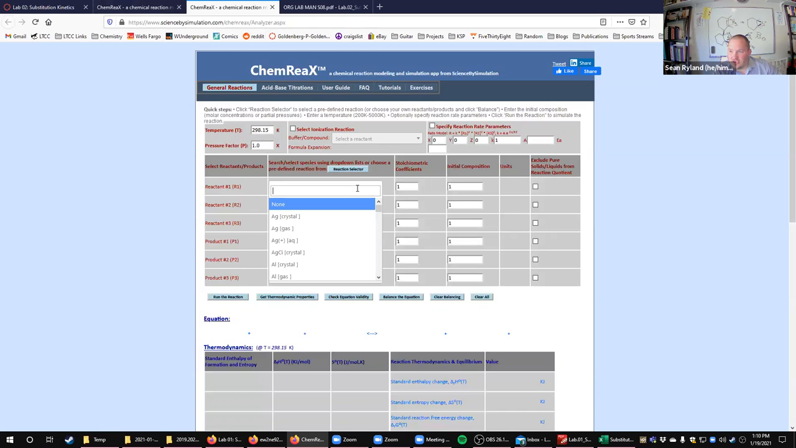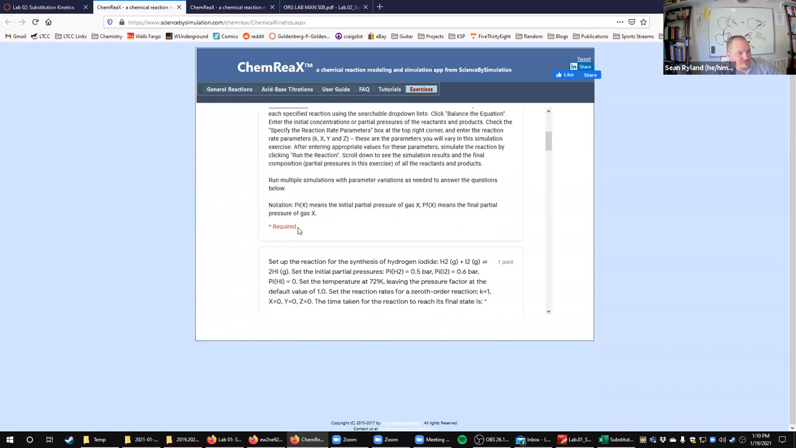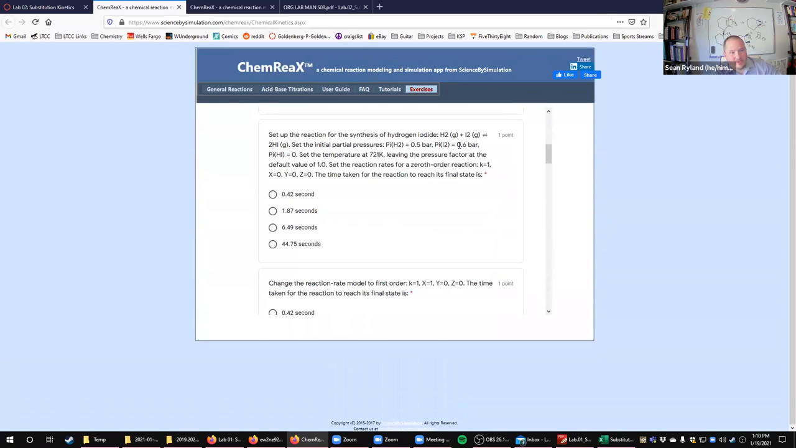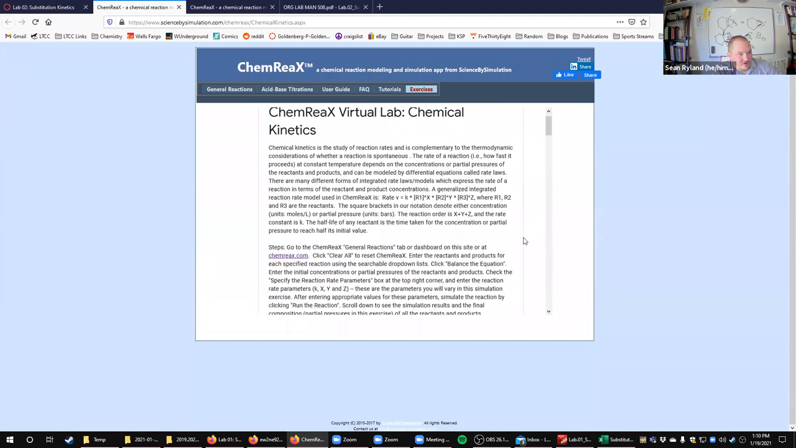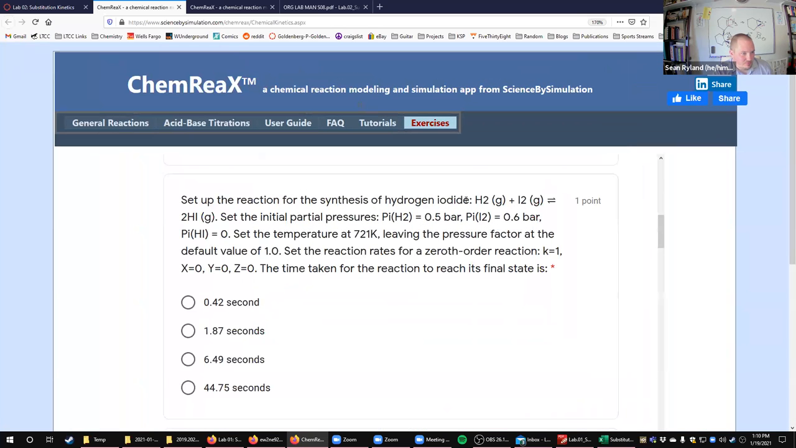It's mostly inorganic stuff. So the questions it has you answer are basically, okay, set up the reaction this way, hit run, and then which of these numbers did you get? And then what happens when you double the concentration, or what happens when you change this? So it's basically follow the directions on here and set this all up properly. I'll walk you through the first one.